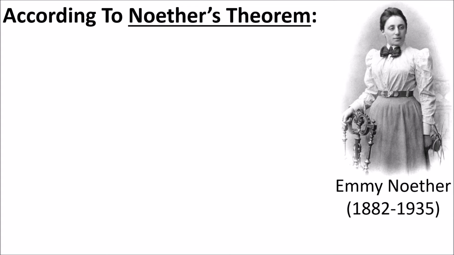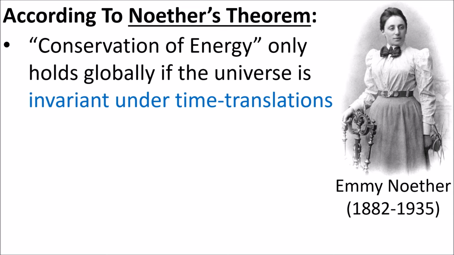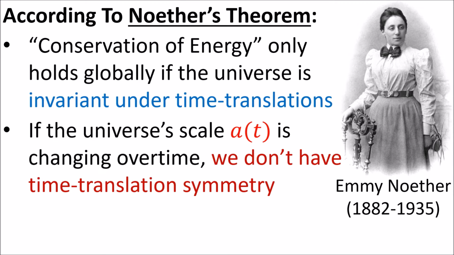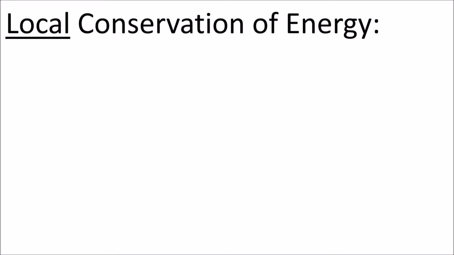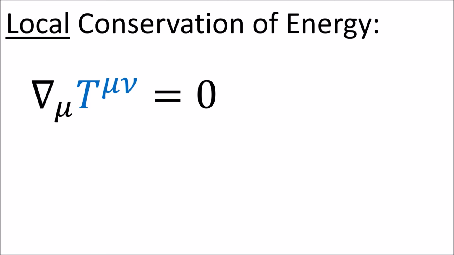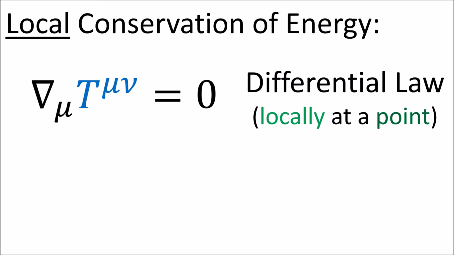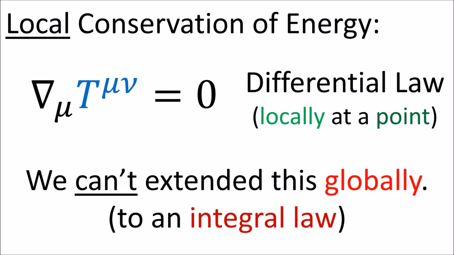According to a result called Noether's theorem, conservation of energy is a law that only holds true globally if the universe is invariant under time translations. But if the universe's scale is changing over time, we don't have time translation symmetry, and there is no resulting conservation of energy law. We do still have local conservation of energy, which is given by the covariant divergence of the energy momentum tensor being 0 at a specific point. But we can't extend this law globally to all of spacetime.